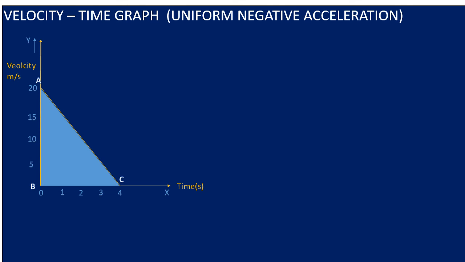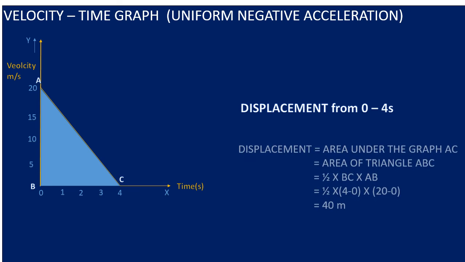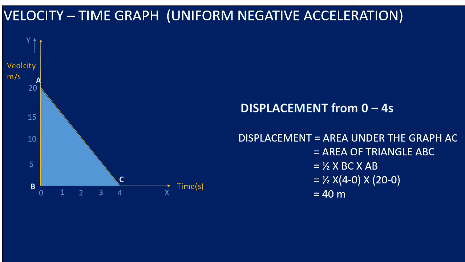In the same graph, let us calculate displacement also. Suppose we want to calculate the displacement from the time interval 0 to 4 seconds, or the distance that is covered by the object from 0 to 4 seconds, you have to take the area under the graph. You can see that from 0 to 4, the graph is AC, and the area under the graph, it's shaded there, it is a triangle. So you have to find out the area of the triangle ABC.